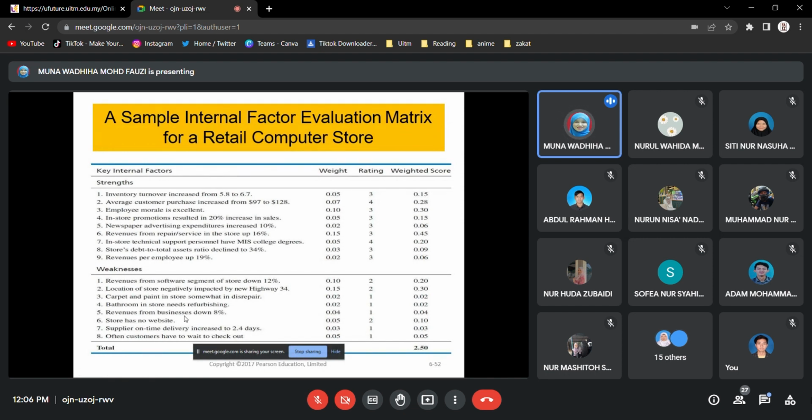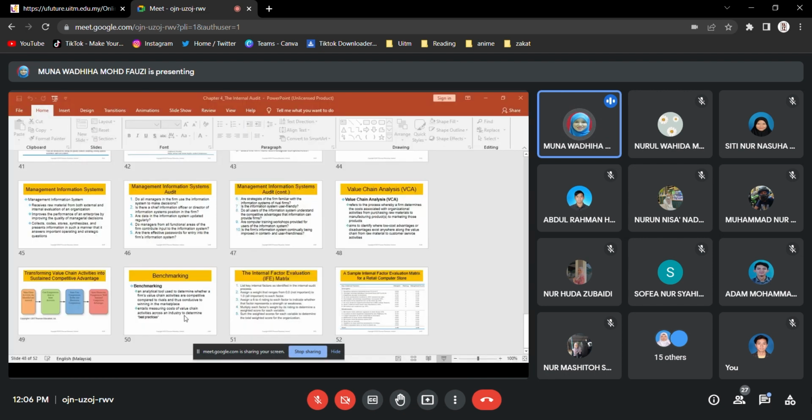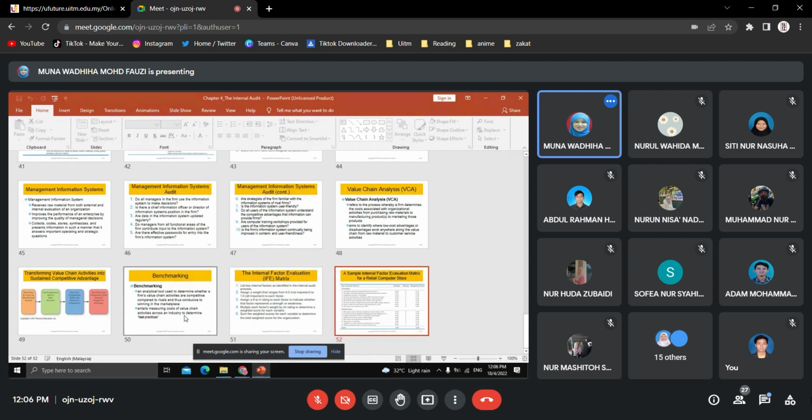Alright, for this one, I think you can search for the information, do the analysis and research before you come out with the best potential strengths and the best possible weaknesses. Alright, I think that's all for today.